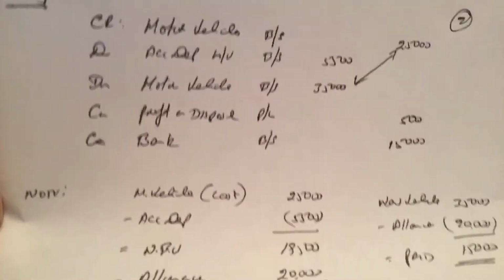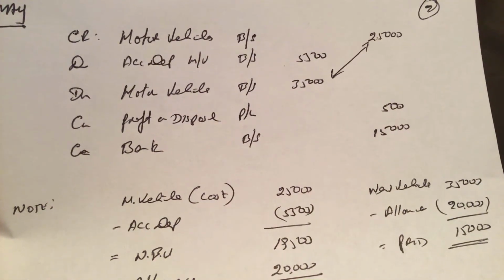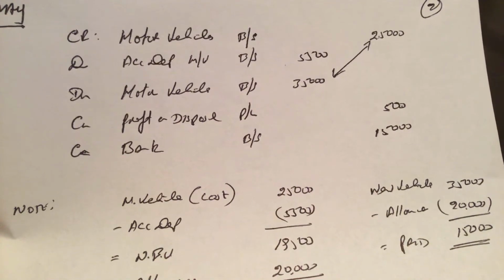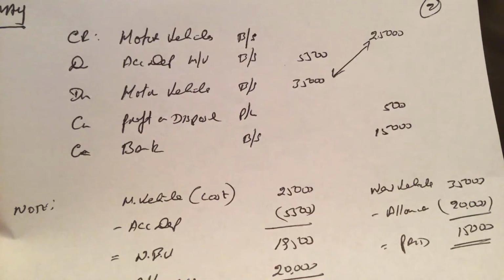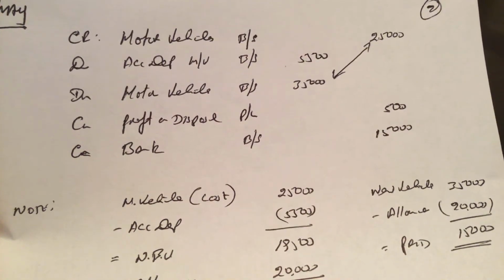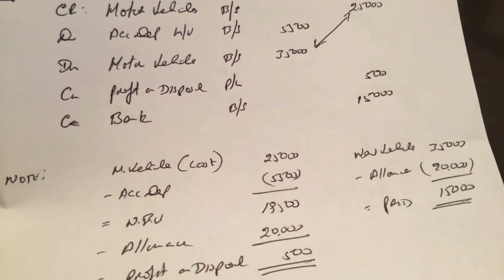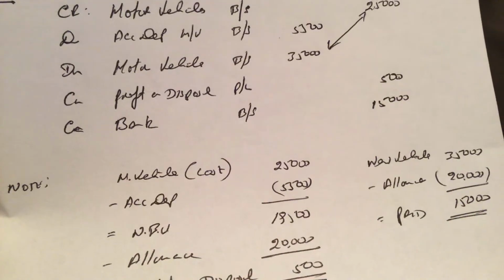So let's look at bringing that in the way we normally would. We would credit motor vehicles by 25,000 and debit accumulated depreciation motor vehicles 5,500. That gets rid of the asset. We got a new motor vehicle which cost us 35,000, so we bring that back in. The profit on disposal was 500 and we paid out 15,000 out of the bank.